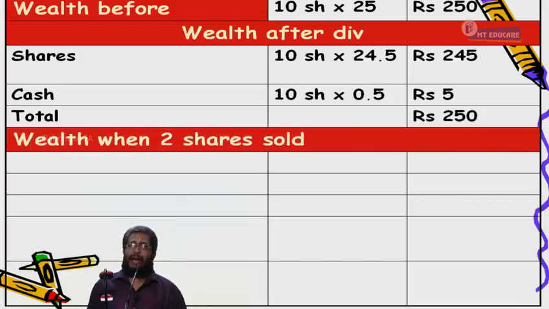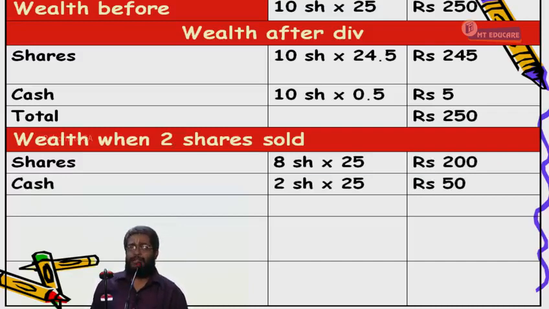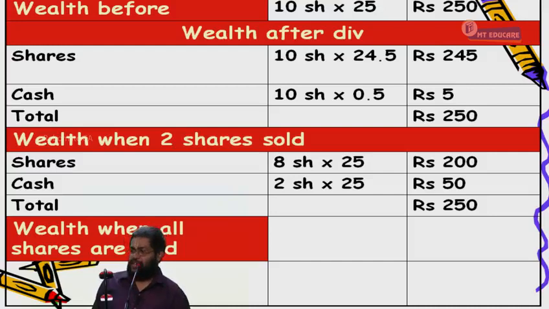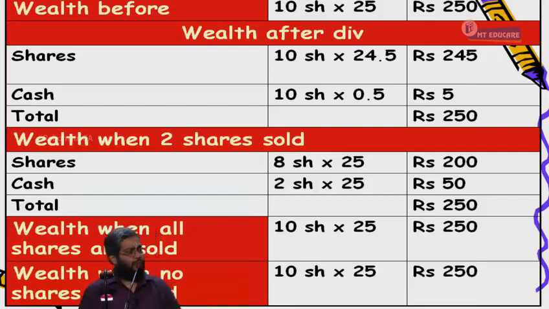Suppose buyback happens when 2 shares are sold. Don't think that like a rights issue, buyback has a ratio. Not like that. Anybody can sell the share to the company. In case of buyback, 8 shares I am going to hold and 2 shares I am going to sell to the company. The value of 8 shares is 200. The cash I receive selling 2 shares is 50. The wealth is 250. Suppose I sell all the 10 shares. In that case, the wealth I have is 10 shares into 25, 250 cash. Or I am not going to do anything. I still hold 10 shares worth 25. It becomes 250 rupees.